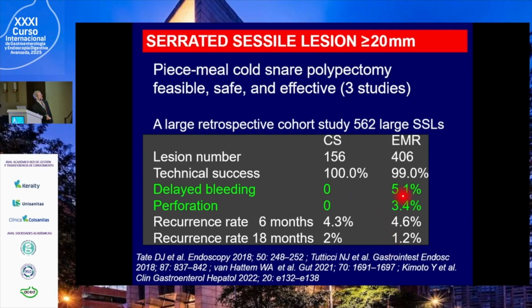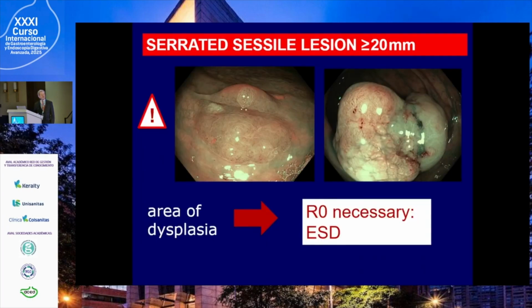You see, the recurrence rate is not so high. With some bleeding, some risk of perforation, but it's quite good, huh? Piecemeal cold snare polypectomy is quite good, even for large sessile serrated lesions, but not in this case. Not in this case, and not in this case. In this case, you see, you still have sessile serrated tissue here, but here you have a large piece of dysplasia. So ESD is necessary in this case.